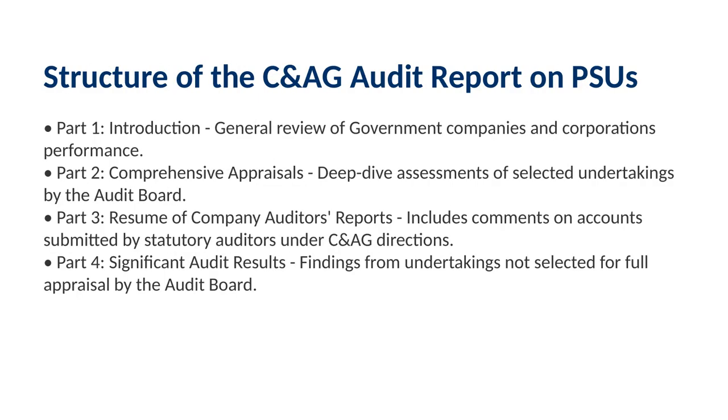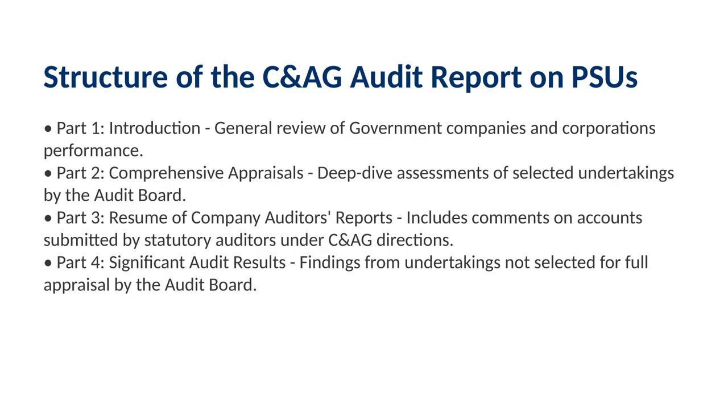Now, let's dive into the audit report of the Comptroller and Auditor General, or the C&AG, specifically focusing on public sector undertakings, known as PSUs. To ensure that Parliament can properly consider the findings, the C&AG doesn't just provide a single summary. Instead, the reports are presented in several detailed parts. First, there is an introduction, which gives us a general review of how government companies, deemed government companies, and corporations are performing. Second, we have the results of comprehensive appraisals.